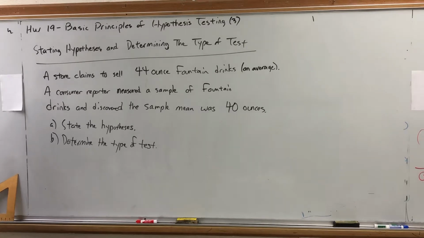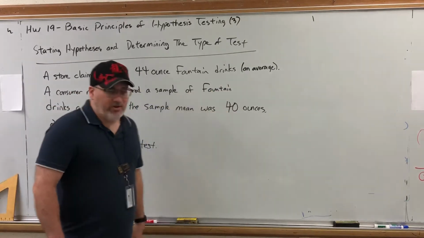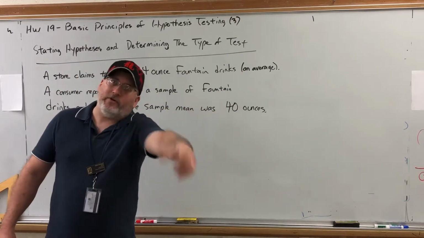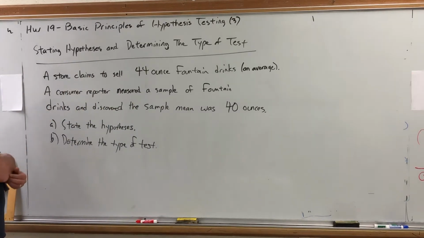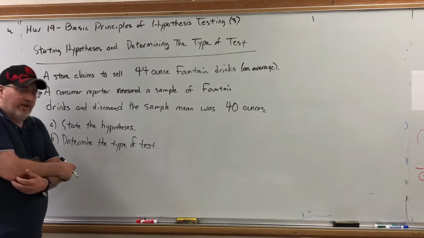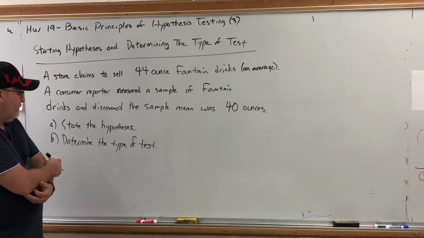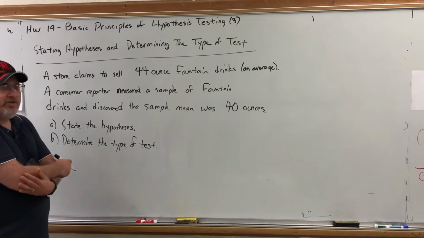A store claims to sell 44-ounce fountain drinks on average. Originally, I didn't write the phrase on average, but what they're saying is on average, these fountain drinks contain 44 ounces of beverage. Somebody was complaining, so a consumer reporter measured a sample of fountain drinks and discovered that the sample mean was 40 ounces. State the hypotheses and determine the type of test.